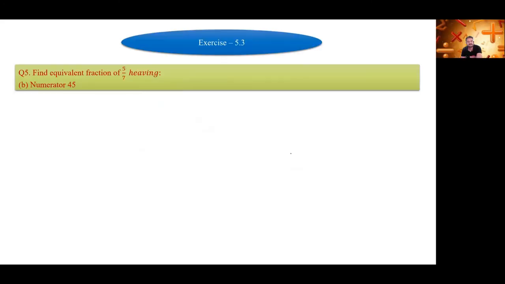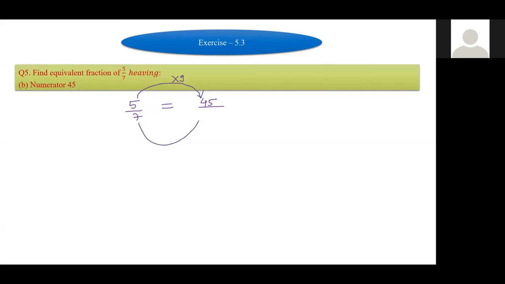Yes, sir. Find the equivalent fraction of 5 upon 7 having numerator 45. Sir, 5 nines are 45. So we will multiply 5 by 9. And also we have to multiply 7 by 9. So, sir, 7 nines are 63. Okay, correct. Answer will come 45 upon 63. Okay, correct. Next one.